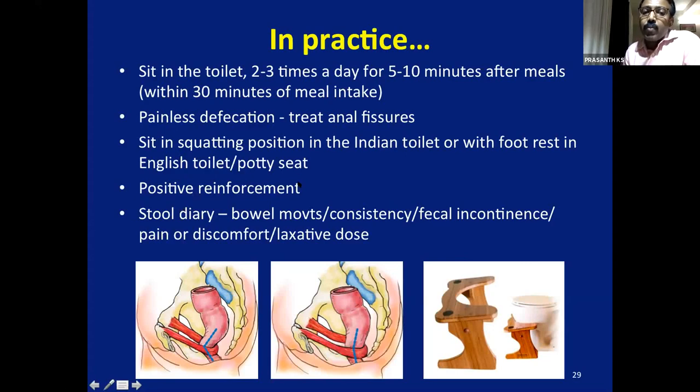Then the child should be rewarded for a positive outcome. The parent should not engage in negative or discouraging comments, especially in the setting of fecal incontinence, and no accusatory tone should be used. That will be counterproductive. And to gauge the improvement in toilet practices, a stool diary can be advised, which should include the daily bowel movements, the consistency of the stools, fecal incontinence, pain or discomfort experienced during defecation, laxative dose, etc. So this is how toilet training should proceed.